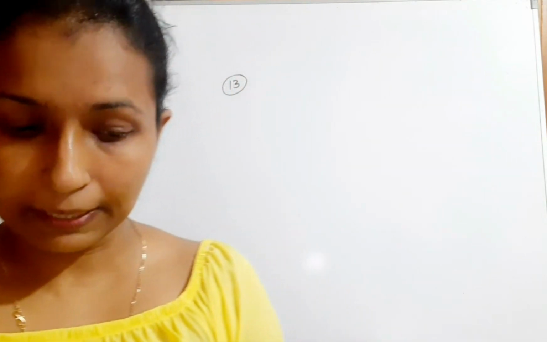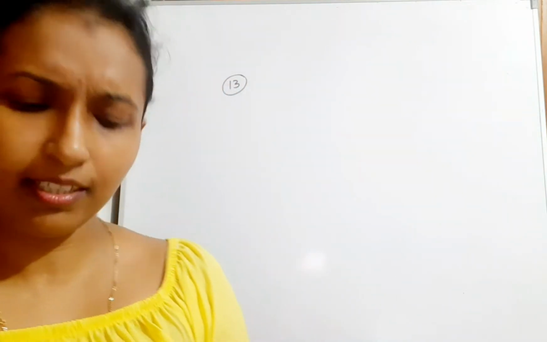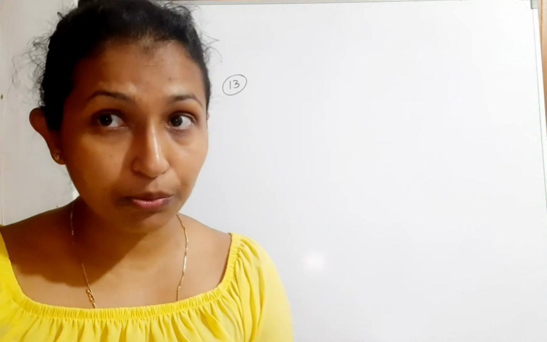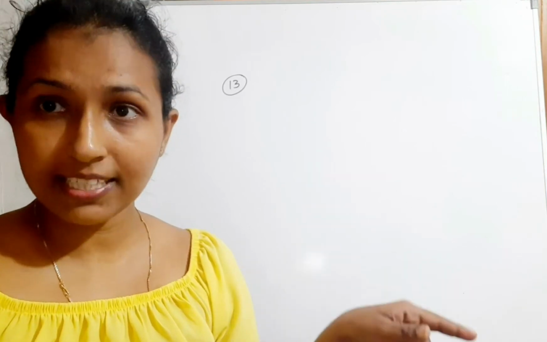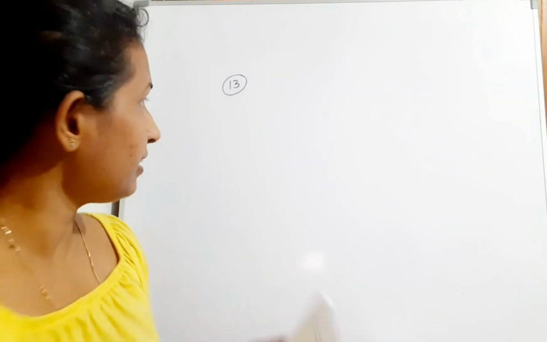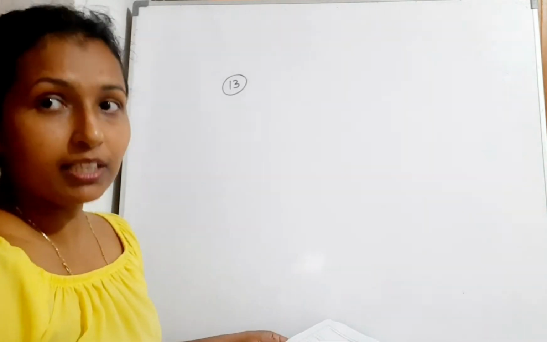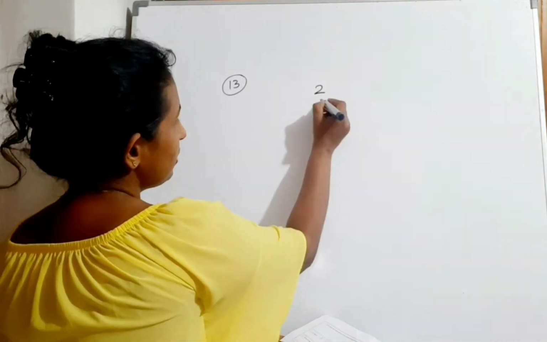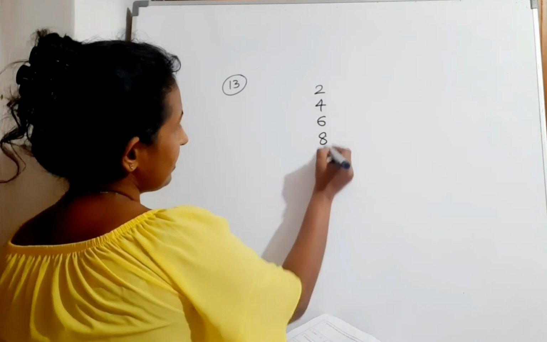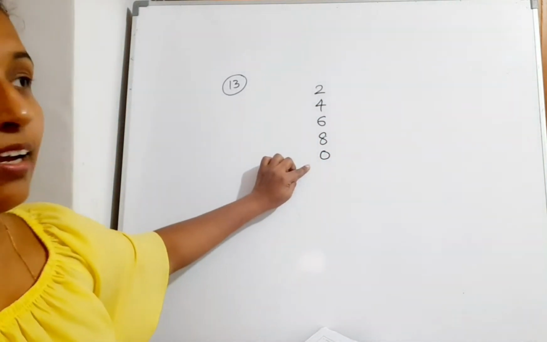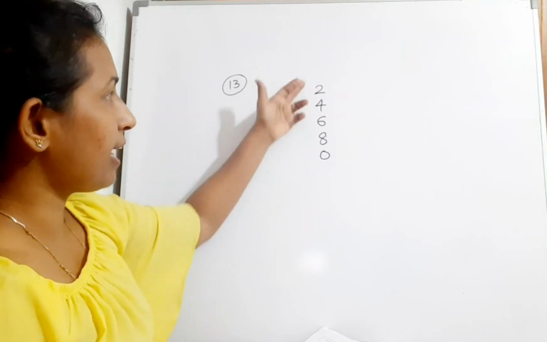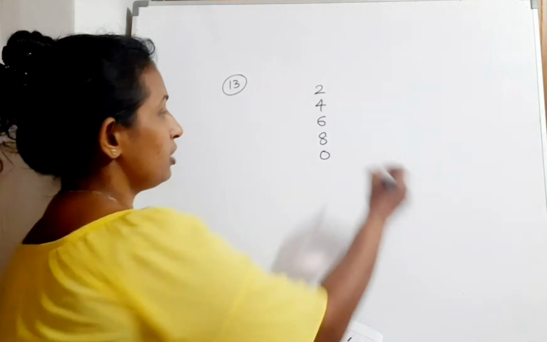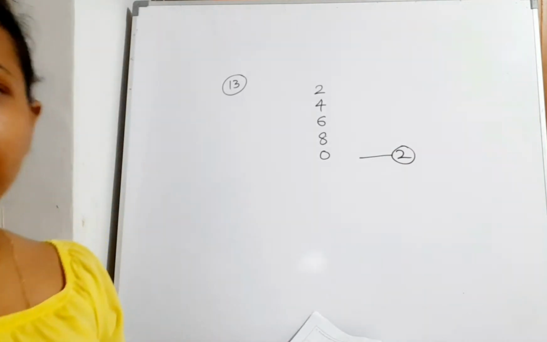In question number 13, write all the possible digits for the ones place of a number which is divisible by 2. Yes, you know, if a number is divisible by 2, what should be the digit at the end, that means the ones place? Yes, an even digit should be taken, right? At the end of the number, 2, 4, 6, 8, 0. If one of these digits is at the end of the number, then that number is divisible by 2. So, you have to write 2, 4, 6, 8 and 0. You will be given 2 marks for that answer.